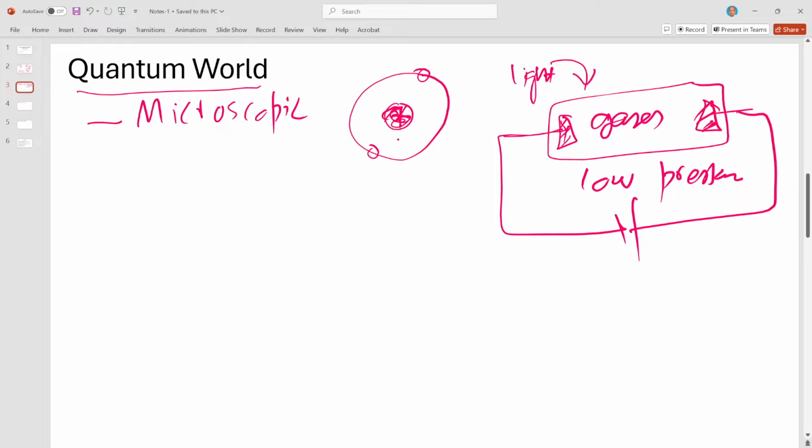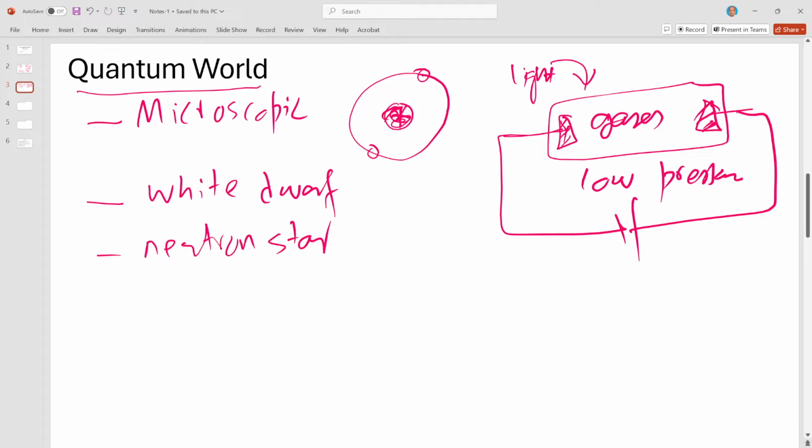For example, the interaction of light with the atoms, and there are a bunch of other examples. For example, we can talk about a white dwarf star, or maybe even a neutron star. Even though these are macroscopic objects, their properties are essentially determined by quantum physics. And similarly, there are other macroscopic objects that we can think of.